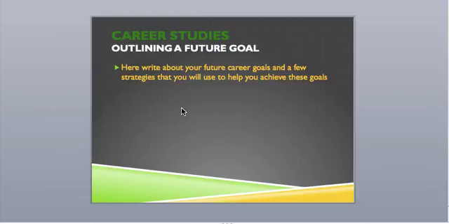So, for example, if you want to become an accountant, some of the strategies that you would include is maybe go to a co-op where you can work in an accounting firm and see what they actually do, and go for a day-to-day work experience in an accounting firm. So that would be a strategy you could use.